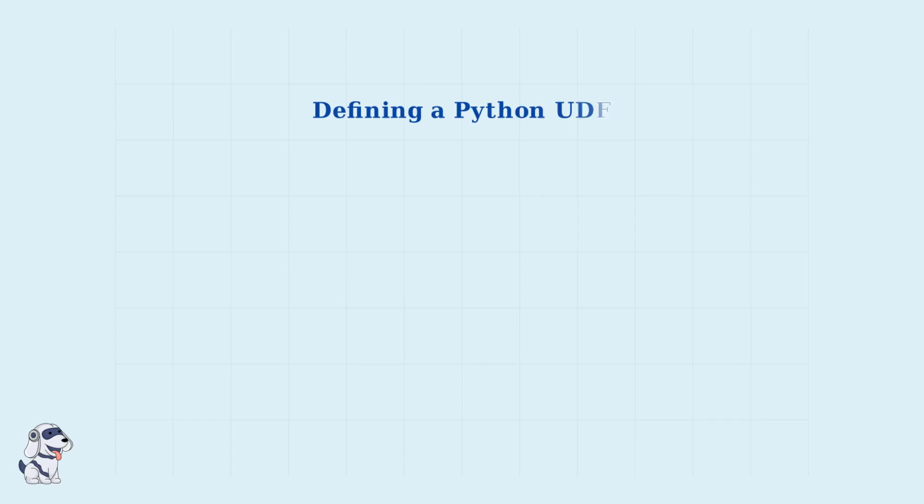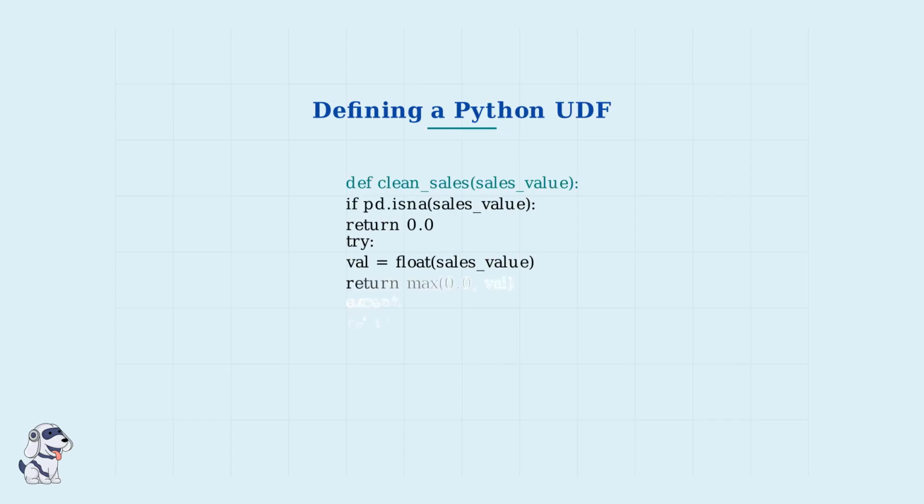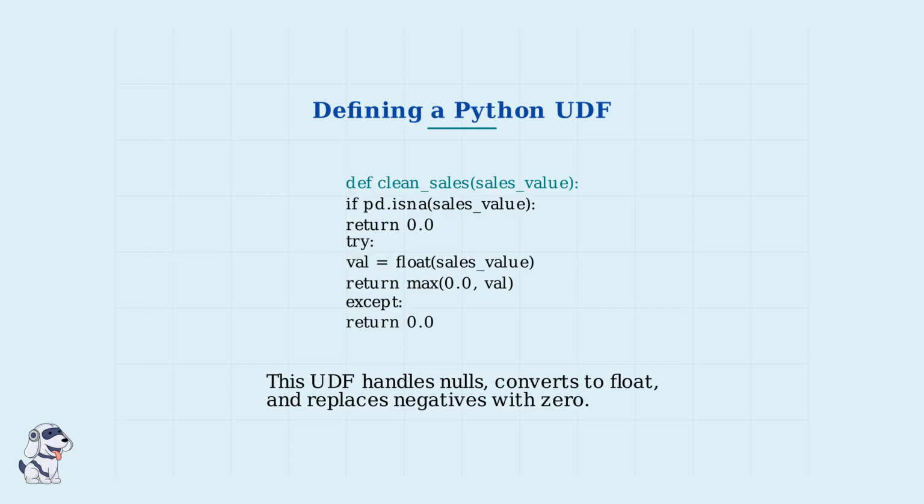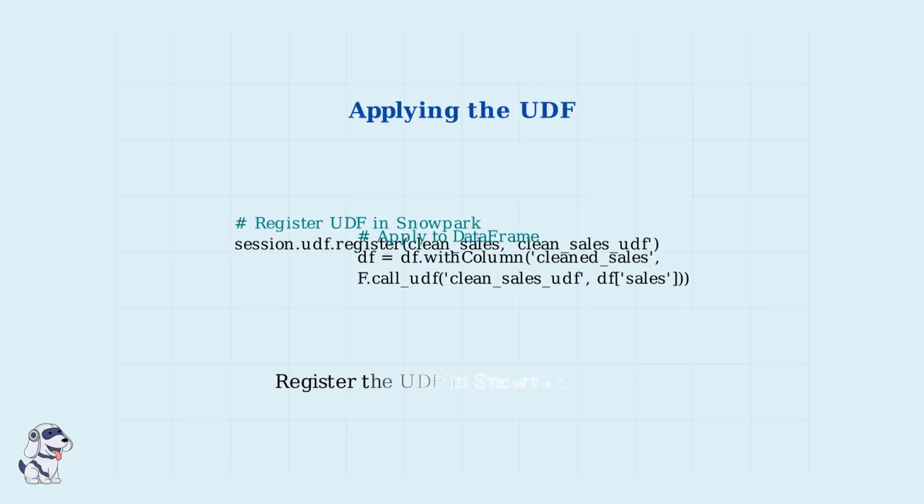We can define a Python user-defined function, or UDF, to handle these operations. The UDF checks for null values, converts the data to float type, and replaces any negative values with 0. To use this UDF in Snowpark, we register it with the session. Then we apply it to the data frame using the withColumn method, creating a new cleaned column.